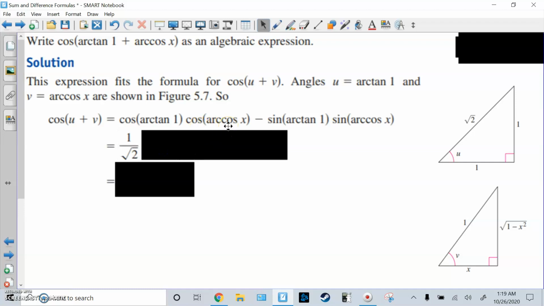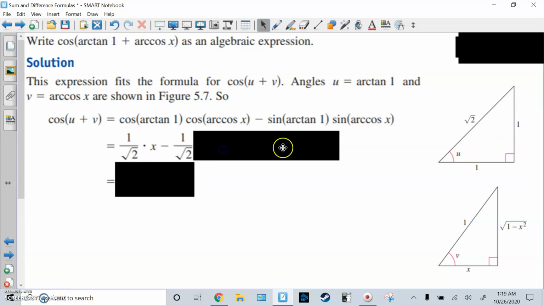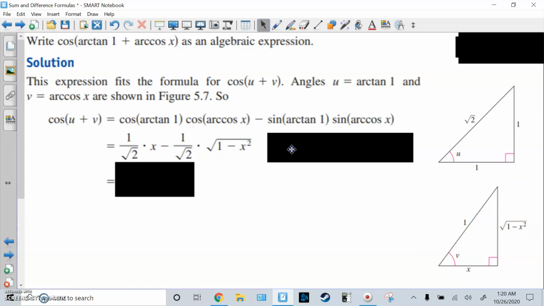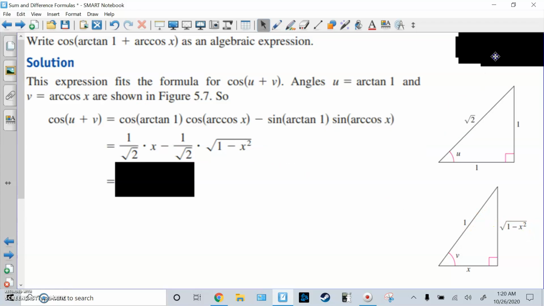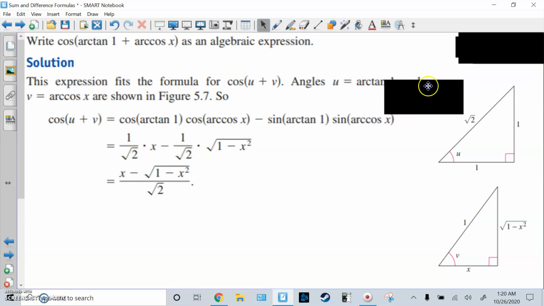Cosine of arccos x. So go down here, what's cosine? This is adjacent over hypotenuse, this is going to be x. Alright, then minus sine of arctan 1. Here's arctan 1. That's opposite over hypotenuse, it's also 1 over root 2. And then sine of arccos x is down here. Sine is opposite over hypotenuse, it's going to be root 1 minus x squared all over 1, which you don't need to write over 1. Alright, you multiply, those already have common root 2's, and the tops don't really combine, so you leave it like that.